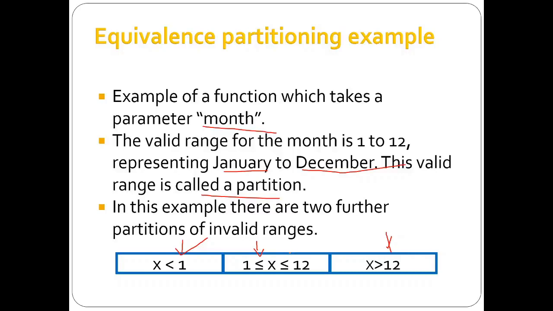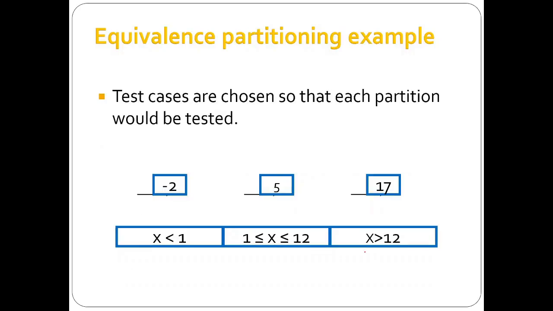Now you need to select the values which come in the valid partition and invalid partitions. See here, we have selected the values. So 5 comes under the valid partition, and 17 comes under invalid, and even -2 comes under invalid. And you are going to test whether that condition works or not for these values. This is the equivalence partitioning.